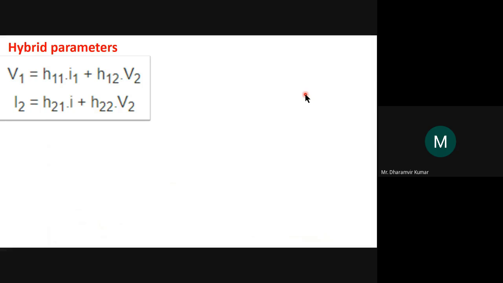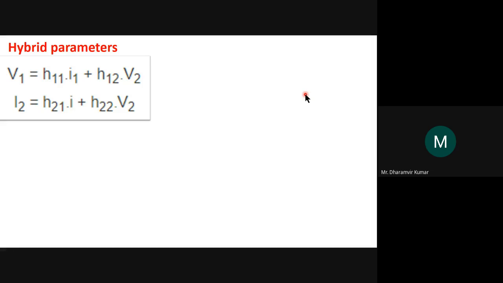So next, let us go through the hybrid parameters, because in this book they have analyzed the circuit. They have given the four important parameters: the input impedance, output impedance, the voltage gain, and the current gain. These are the four parameters that are particularly important from an amplifier point of view. Wherever you see an amplifier, you will see the analysis in terms of these four parameters. And what are these parameters? The input and output impedance, the voltage gain, and the current gain.